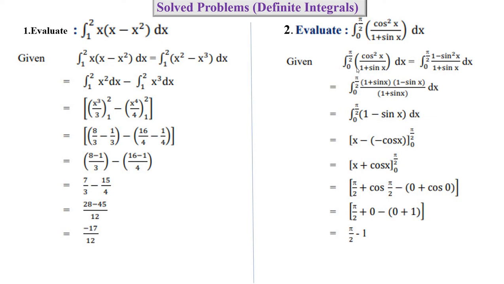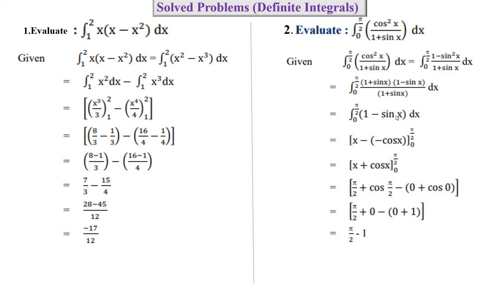Now in the same way, here we have the second one to evaluate: integral 0 to pi by 2 of cos square x by (1 plus sine x) dx. So what is given we consider and look at the numerator. We rewrite that as 1 minus sine square x, and that can be rewritten again as this is of the form a square minus b square, so (a plus b) into (a minus b). So when we have this way, we can cancel 1 plus sine x.